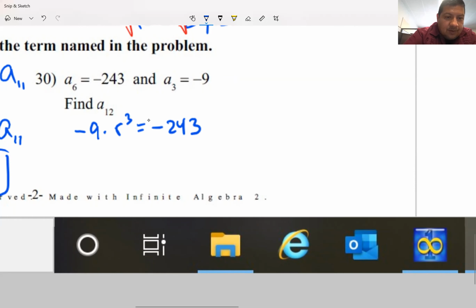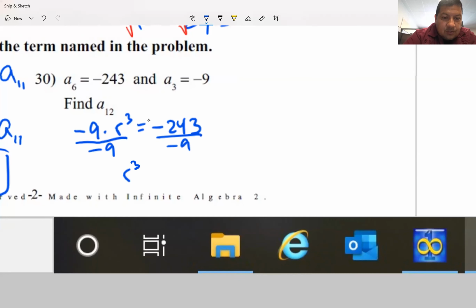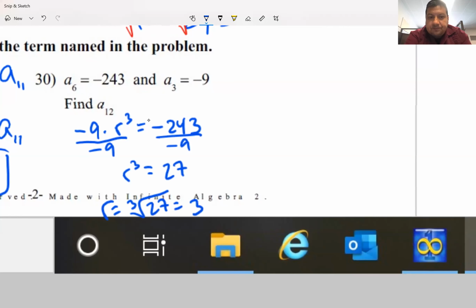And the power of my ratio, remember I subtracted my subscripts 6 and 3. All right, to get the r by itself, let me divide both sides by negative 9. So I have that r to the 3rd. The cool thing is that negative divided by negative is positive. 243 divided by 9 is 27. So I'm going to say that r is the cube root of 27, which is 3. Nice. I found the ratio.